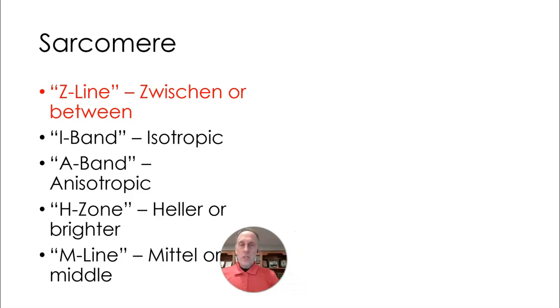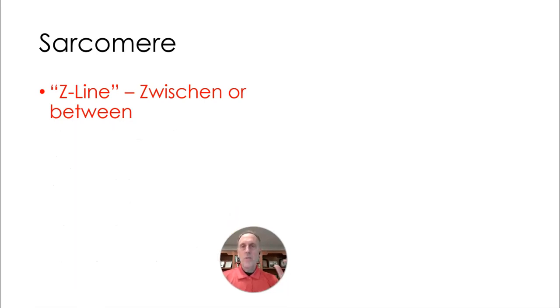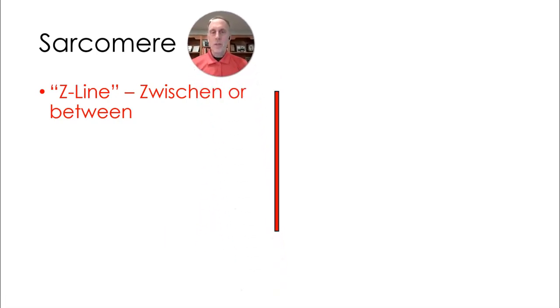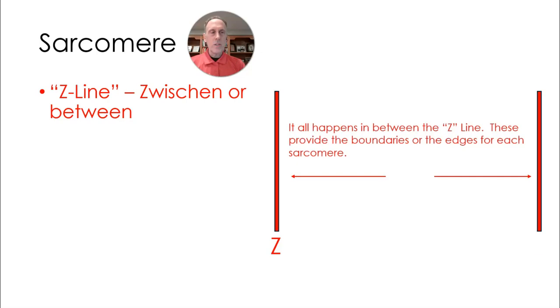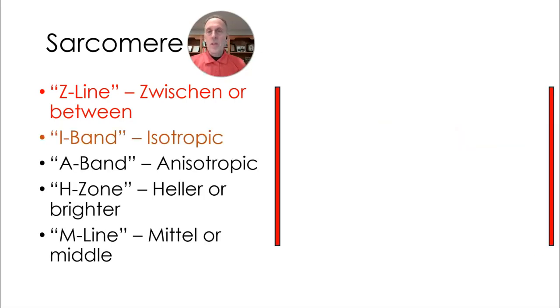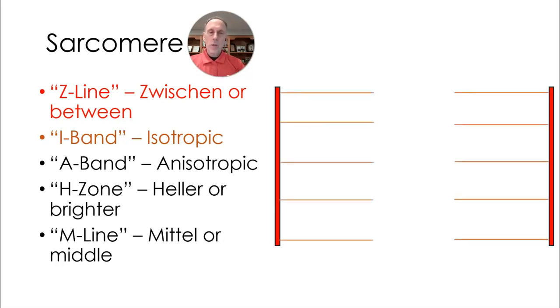If we look at this in this presentation, I took it from another class, but it works great. The Z line itself is Zwischen, or between, and everything happens in between the Z lines. So you have a Z and a Z, and in between those Z's is where all of the muscle contraction happens within the sarcomere itself. All right, so then you have the I band, the A band, the H, the M. Okay, let's look at that.